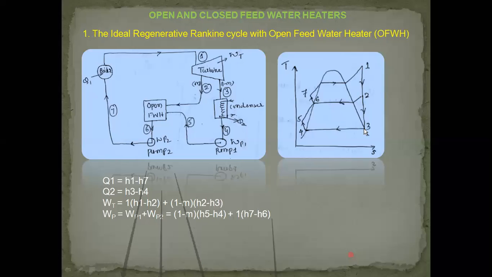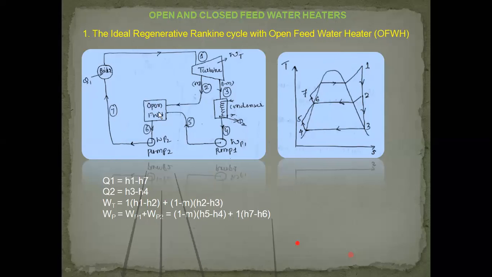Otherwise, with the path 3 to 4 and 4 to 5, the heat added would have been from 5 to 1. But this is avoided by this feed water heating, and now the state reached is 7. At 7, the water enters the boiler, gets heated up, and is converted into superheated steam.